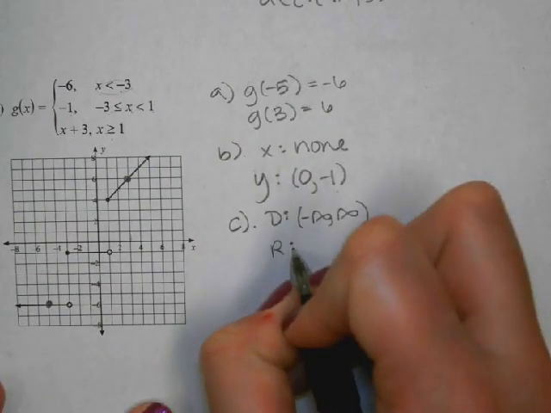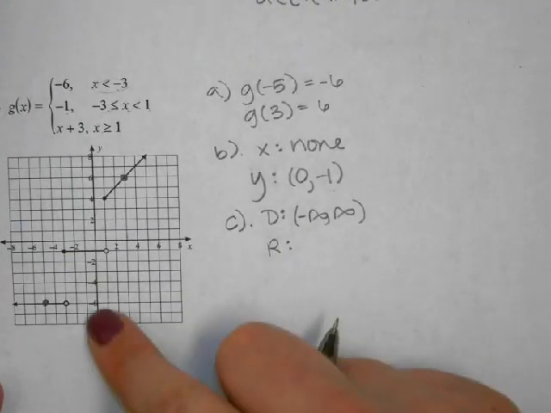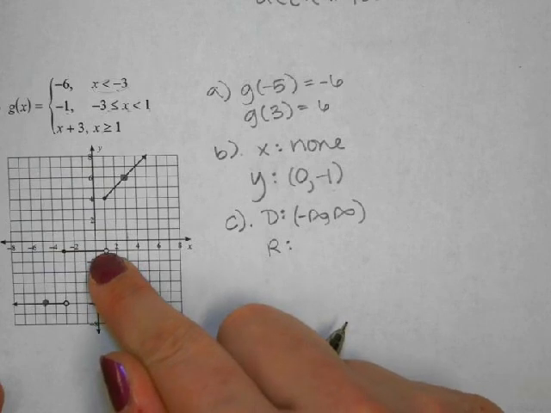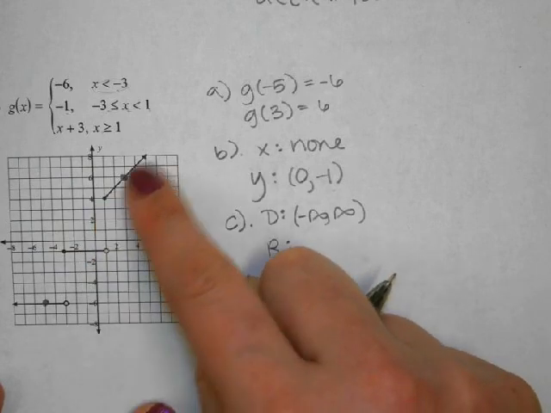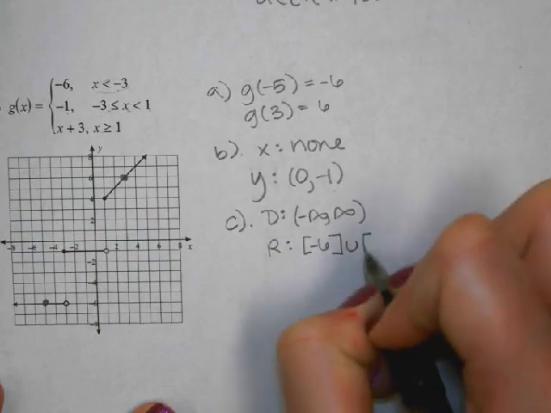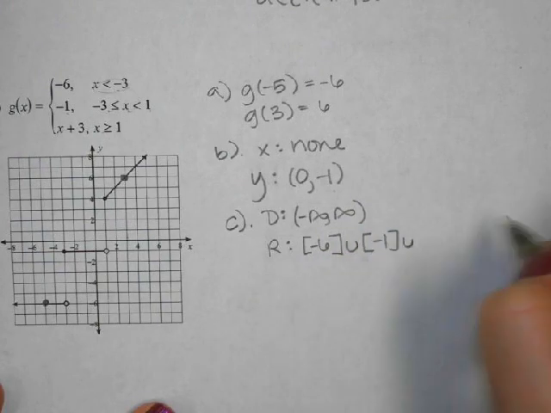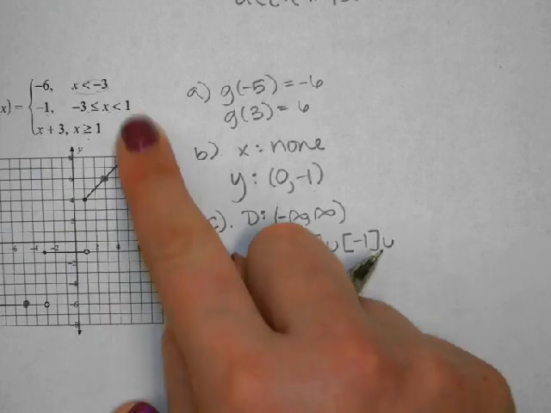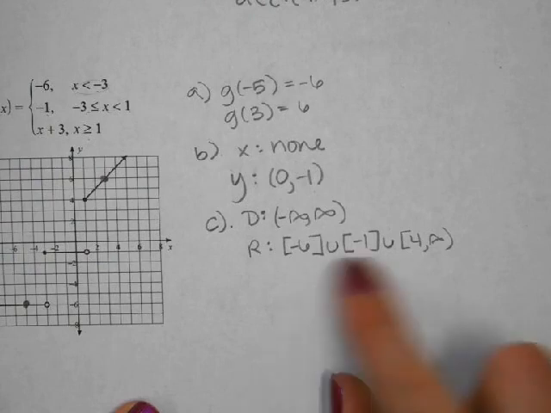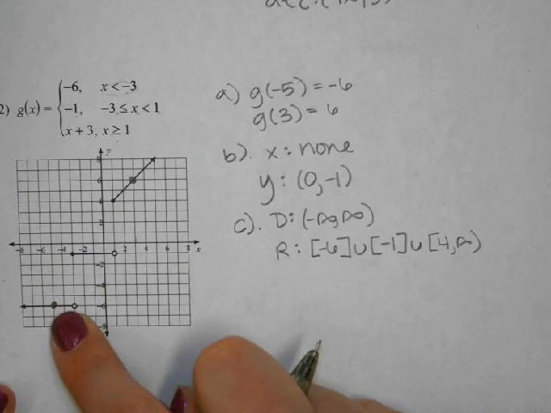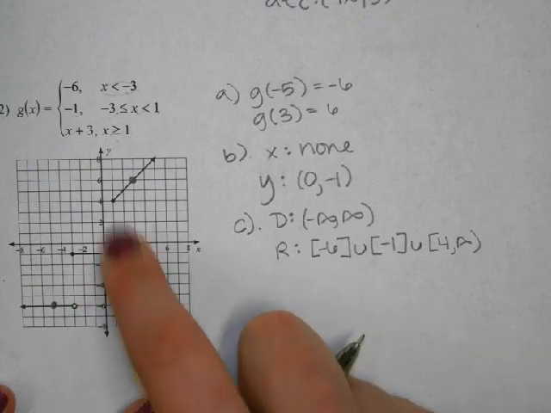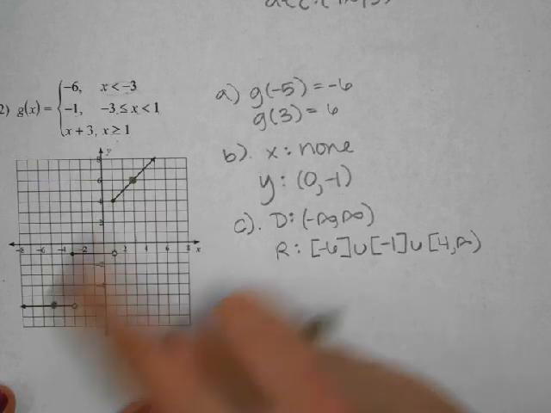For the range, this range is kind of interesting. We're going to say we have a y value of -6, and we have a y value of -1, and then we have y values from 4 and above that. So I'm going to say 4 to infinity. And I put brackets around all of these because you can find y coordinates where there's a value of -6, and you can find points that have a y coordinate of -1, and there's a point with a y coordinate of 4. So all those numbers are actually used.